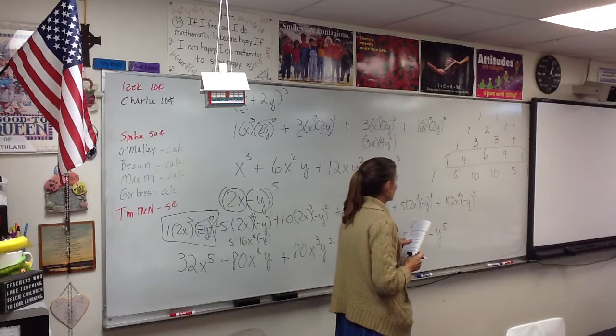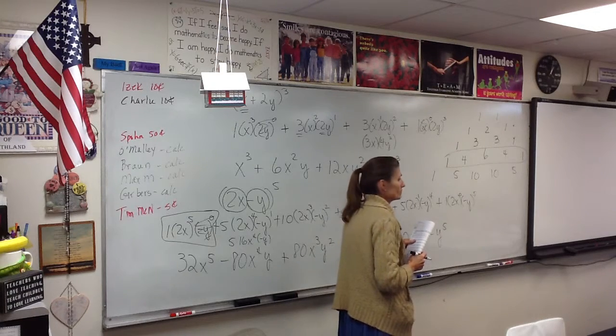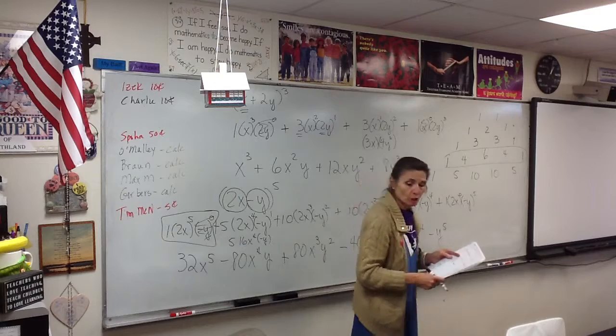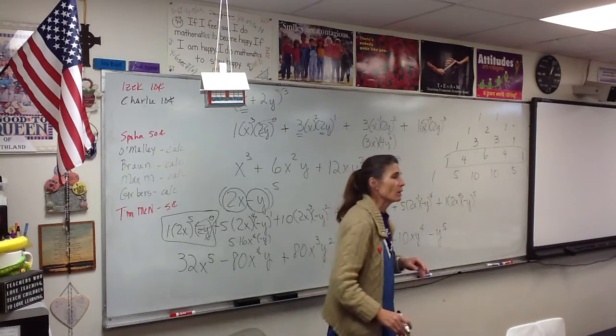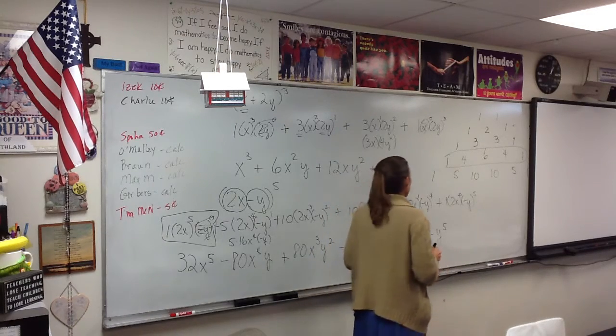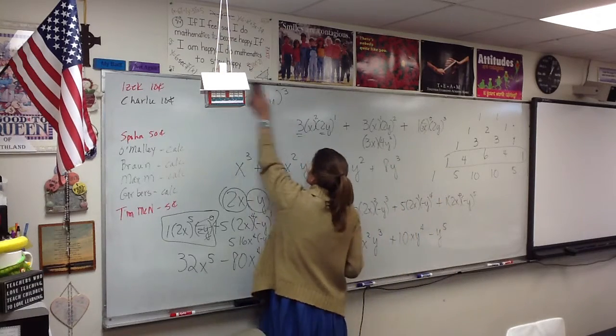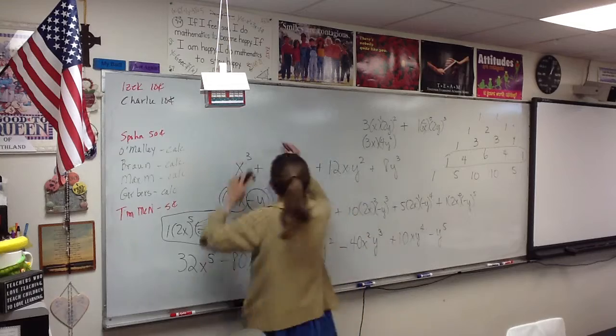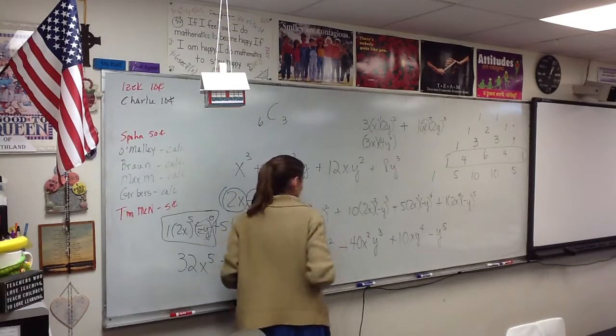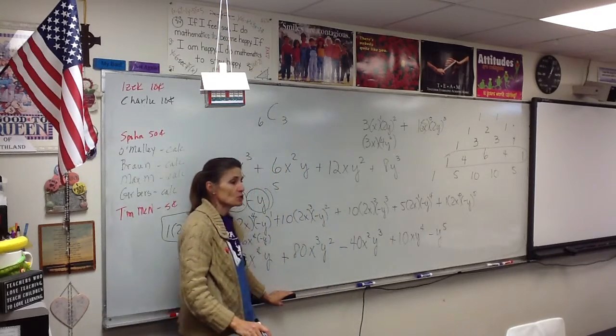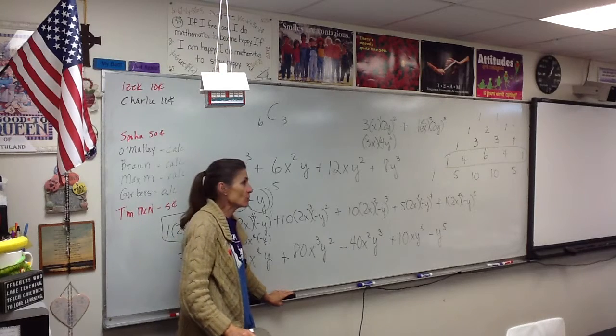You don't have any idea what I'm doing, but I want you to do this for me. I want you to type in your calculator 6C3. We talked about this yesterday. The C is in the same place the factorial is, right?